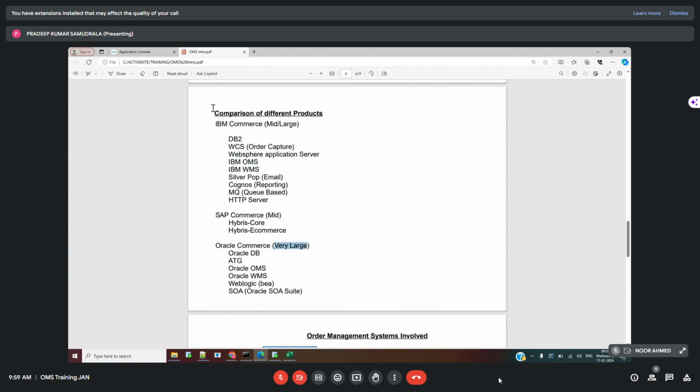Whatever we are talking about today is about IBM, but we have a kind of hybrid model, where we are using Sterling OMS from IBM, and we are using Oracle DB and WebLogic. So even these kinds of combinations are possible. This slide is just a comparison to help you understand what all the different players we have in the market.